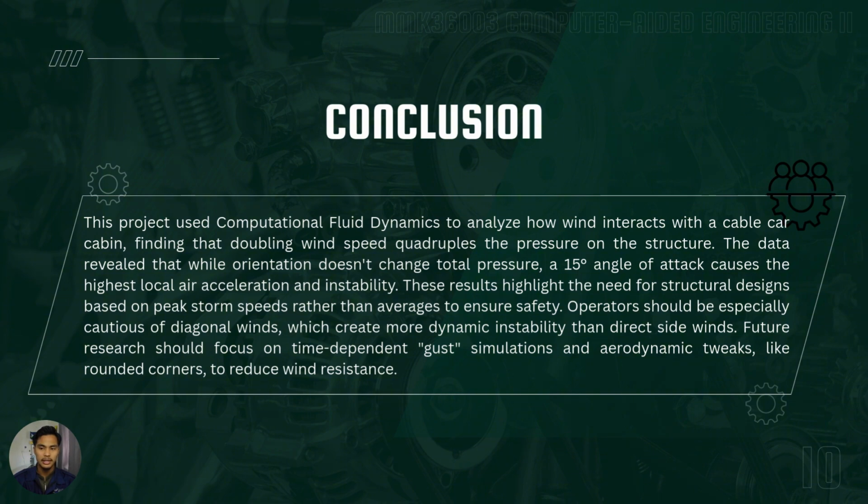We also found that the direction of the wind matters more than we thought. Even if the total pressure stays the same, hitting the cabin at a slight 15-degree angle causes the air to whip around the corner much faster, which can cause shaky and loud whistling noises. It turns out that diagonal winds are actually more dangerous for stability than a wind hitting the cabin directly from the side. Moving forward, we want to look at how sudden gusts of wind affect the cabin in real time and test if rounding off the sharp corners could help the air glide past more smoothly.